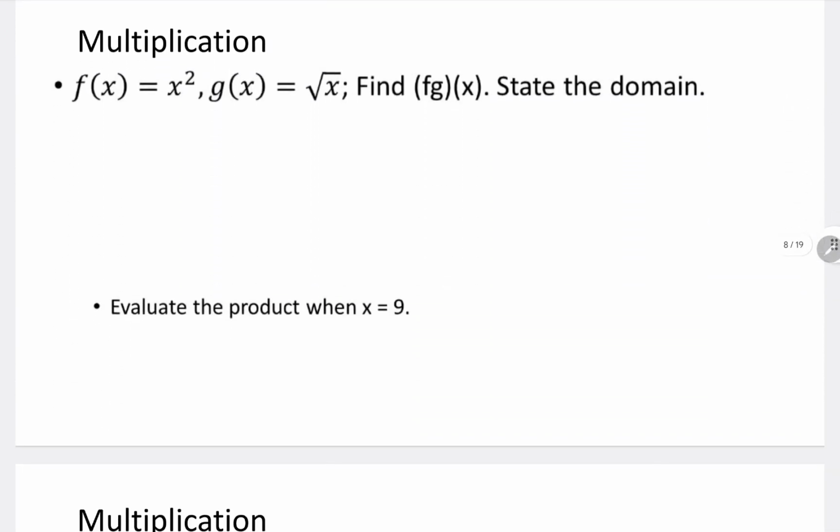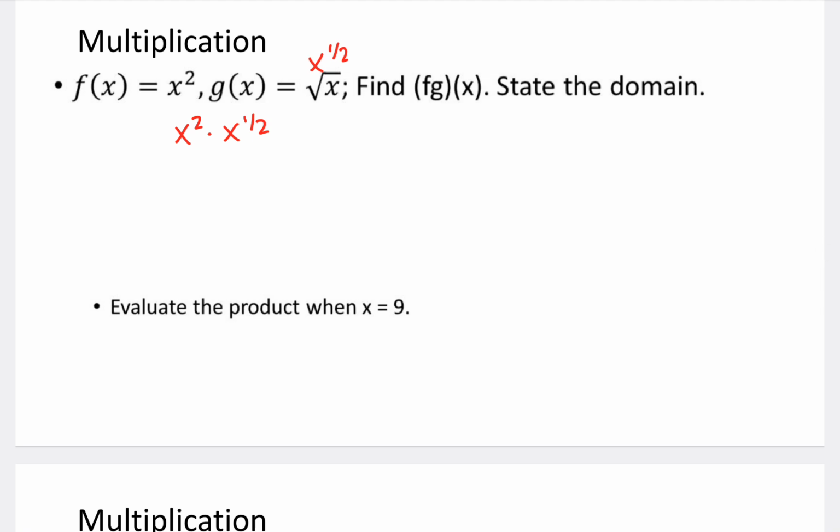All right, let's try a multiplication problem. I think the easiest way to start these multiplication problems is if we have the square root of x, like g of x here, I'm going to rewrite that as x to the 1/2 power. So then when I'm multiplying f times g, it's a little bit easier to combine those bases together.